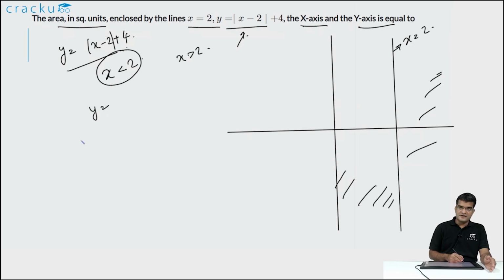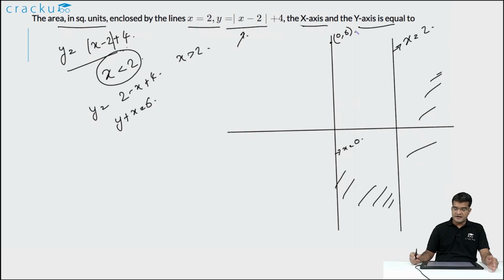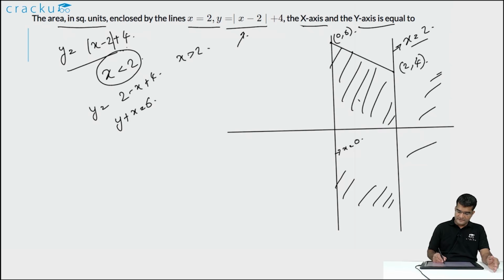In that particular case, this will transform to y is equal to 2 minus x plus 4, or the value of y plus x will equal 6. So, what does the line x plus y is equal to 6 look like? When x is equal to 0, which is the equation of the y axis, the value of y will be 6. So, it will be somewhere over here. The point over here will be 0, 6. And when x is equal to 2, the value of y will be equal to 4, so it will be somewhere over here. So this is equal to 2 comma 4. So if you join these 2 points, you are going to get the line x plus y is equal to 6. Now the area that is being discussed is this trapezium, and we are asked to find out this area.